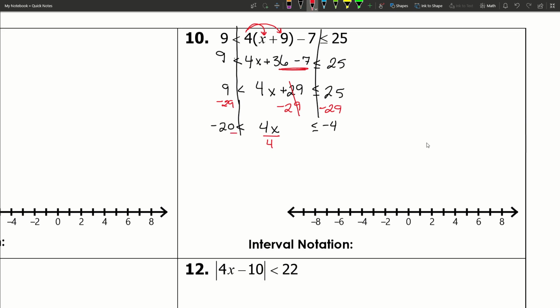We divide by 4 on all the sides. Negative 20 divided by 4 is negative 5. 4x divided by 4 is just x. And negative 4 divided by 4 gives us negative 1. So we put an open circle on negative 5 and a closed circle on negative 1. And again, we connect the dots.